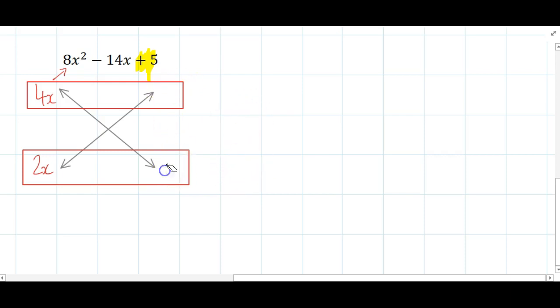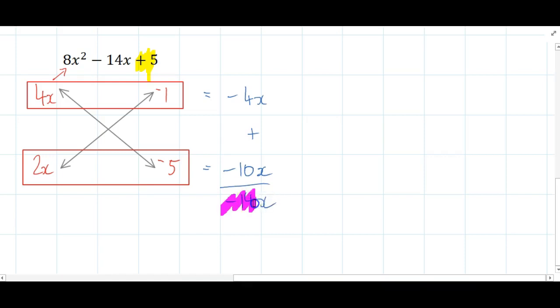Okay, so this is what I mean about trial and error. Let's actually go 1 and 5 here, and let's do negatives, see what happens. When we multiply these out, 4x times negative 1 is negative 4x. And 2x times negative 5 is negative 10x. Okay, so what you should be seeing now is I've chosen well, because negative 4 plus negative 10 is negative 14. So I've got my middle term.